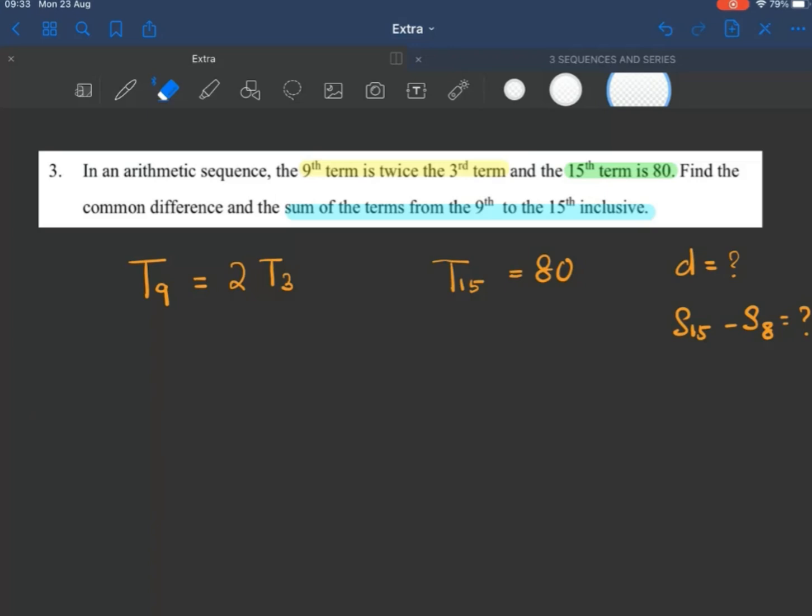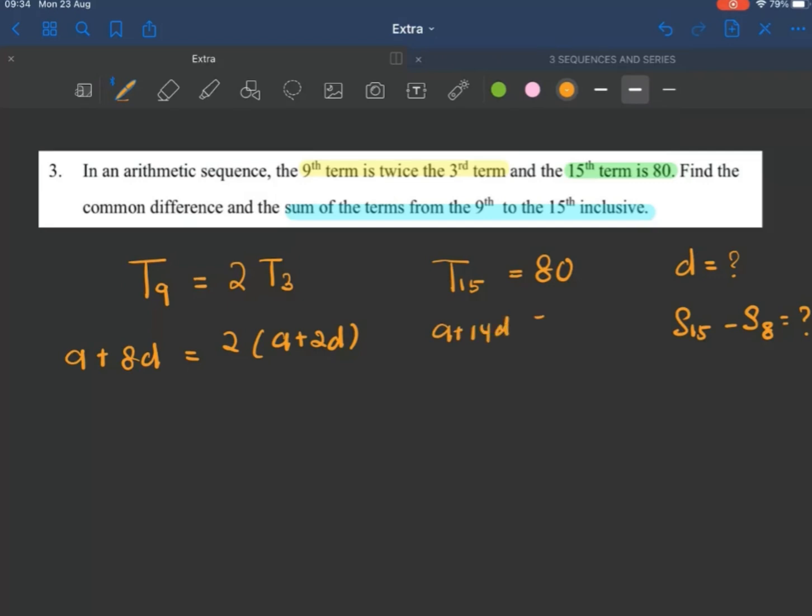So basically apa yang kita buat ialah kita perlu cari A dengan D dulu. So macam mana nak cari A dengan D? Dekat sini akan jadi A plus 8D equals to 2, A plus 2D. Dekat sini akan jadi A plus 14D equals to 80. So basically you will do simultaneous equation to find your A and your D. And then just substitute into the formula for S15 dengan S8 dekat situ. Okay? Jelas?